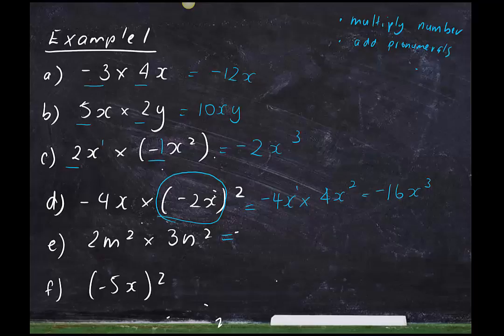Okay, so 2m squared times 3n squared. 2 times 3 is 6. M squared, write that down, n squared. We can't make that to the power of 4 because the m and the n are different bases. So we just write each of those down with the squares above each of them. Okay, minus 5x squared. So the whole thing here is going to be squared. So minus 5 times minus 5 is 25. And x squared is x squared.